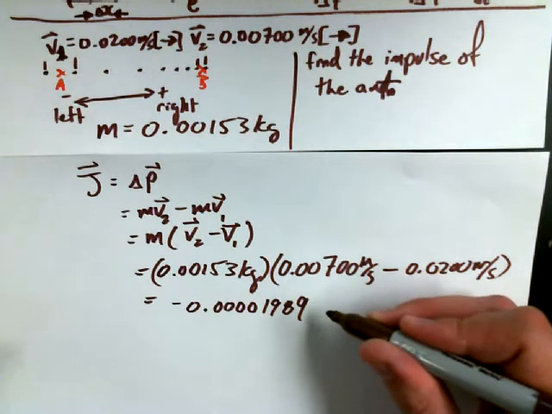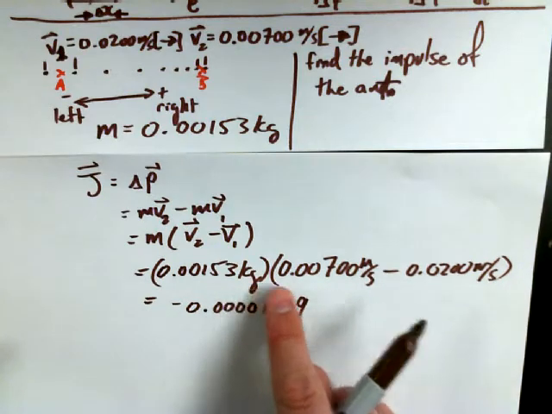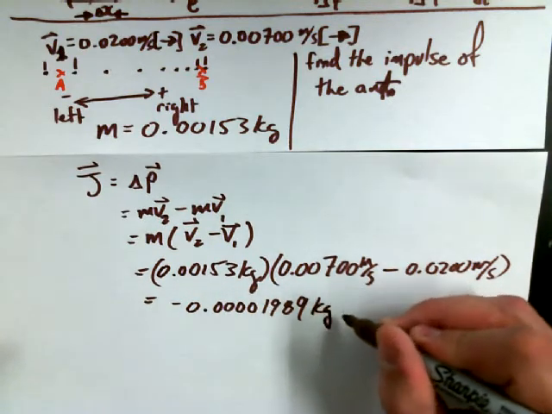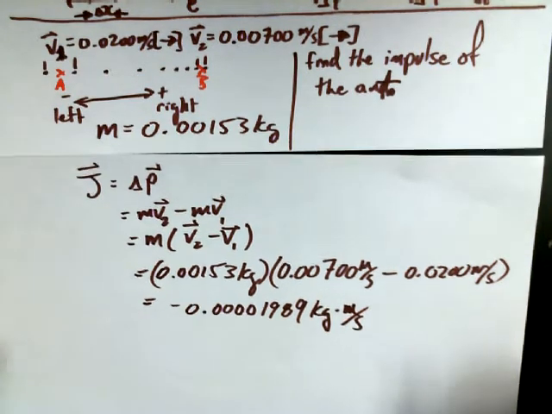Units, what should they be? Kilogram meters per second, same as momentum, because this is just change in momentum.